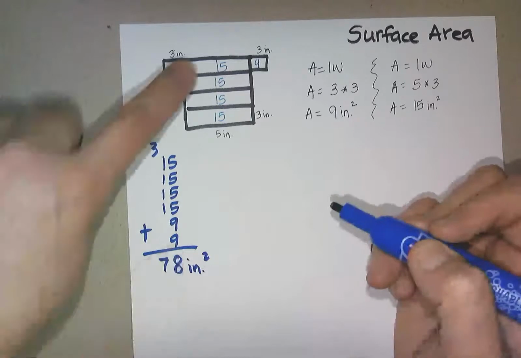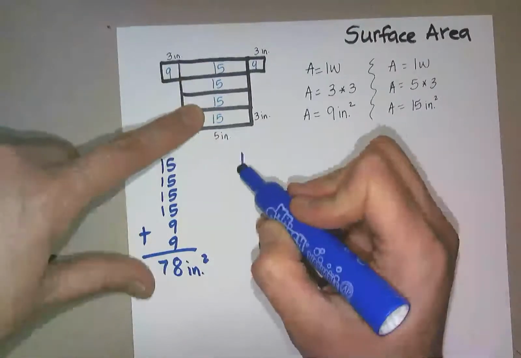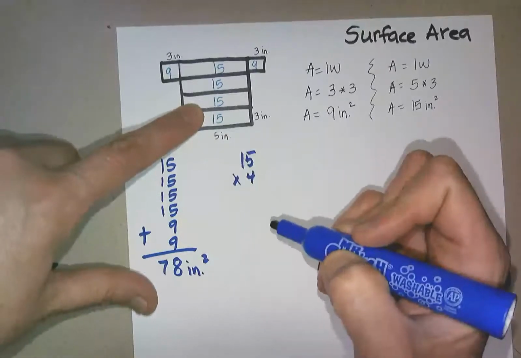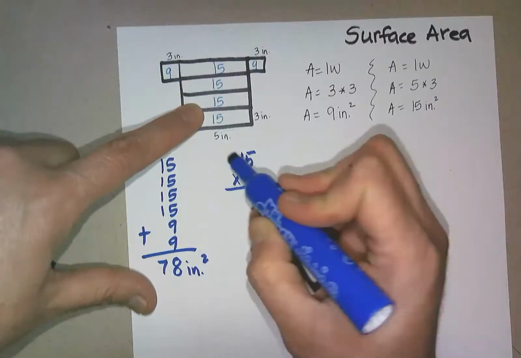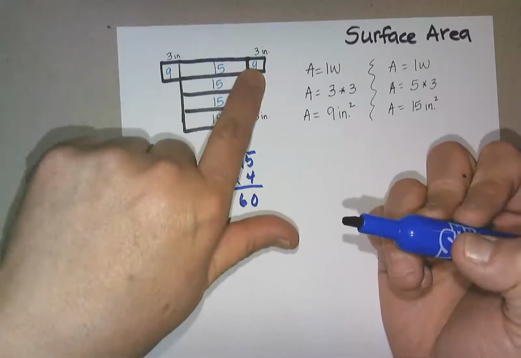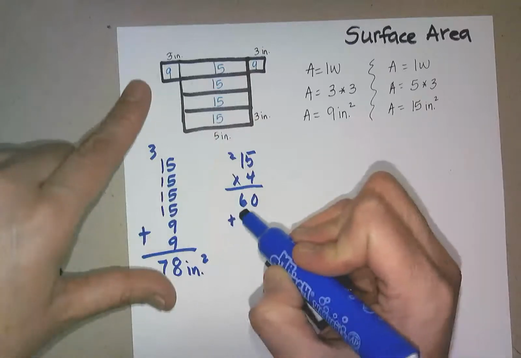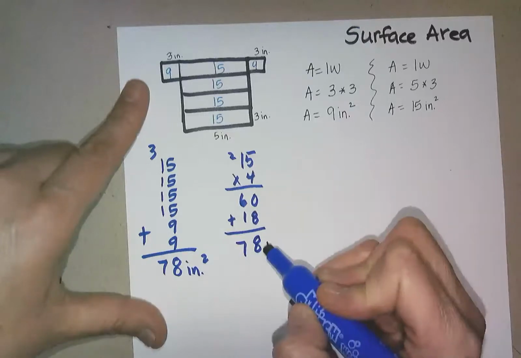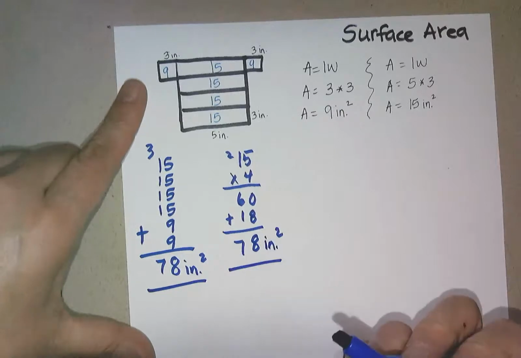Well, let me show you the other way to do it. Like I said, I saw the number 15 4 times. So if I do this, 5 and 4 is 20. 4, 5, 6. Now remember your 9 and your 9? Well, if you know your math, 9 plus 9 is 18. So I'm going to add 18 to this. 78 inches squared. So I can tell that my answer is correct.